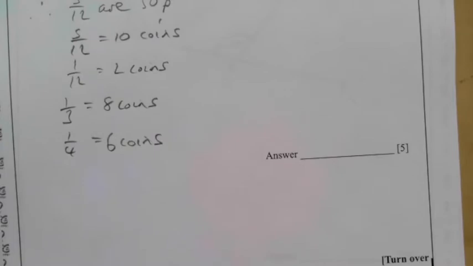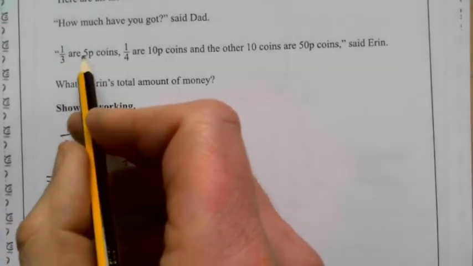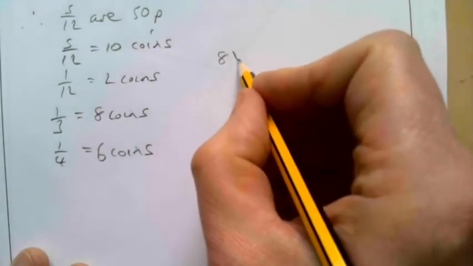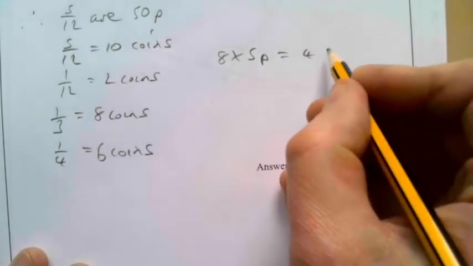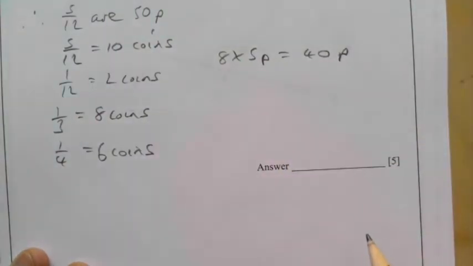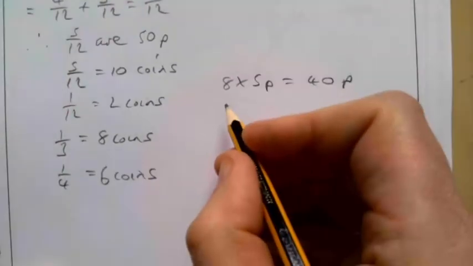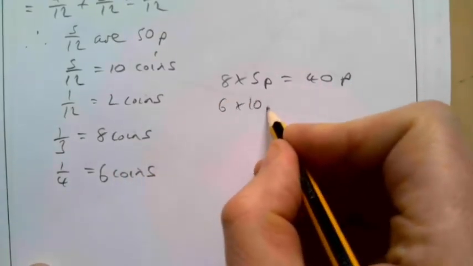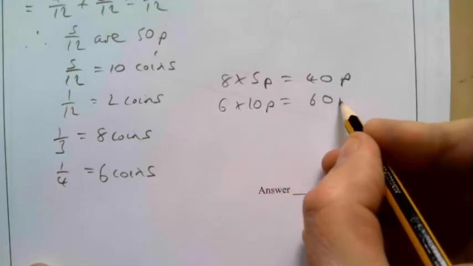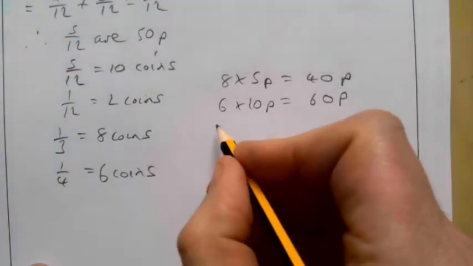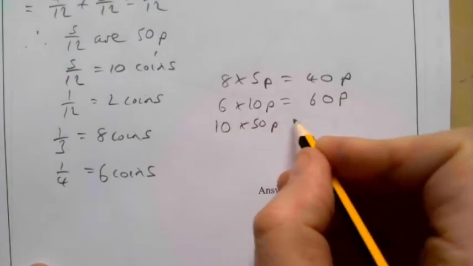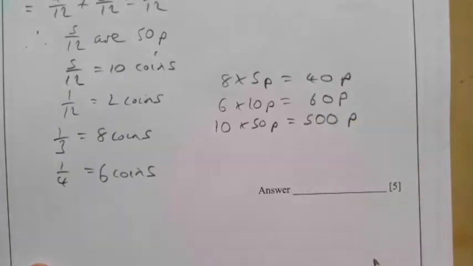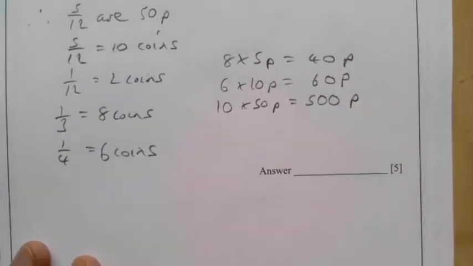So the total amount of money, a third are 5p coins, and a third is obviously the 8 coins. So we have 8 times 5p, which is 40p. A quarter are 10p coins, and a quarter is 6. So 6 10p coins, that's 60p, and then there's 10 50p coins, which is obviously 500p or £5. So the total then comes to £6.